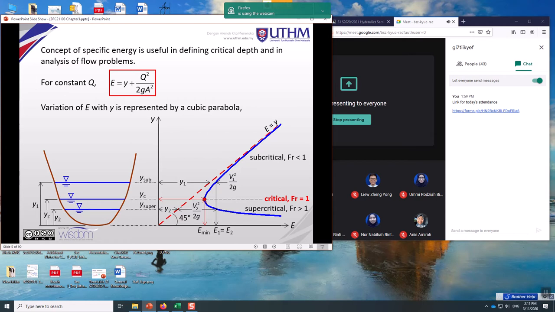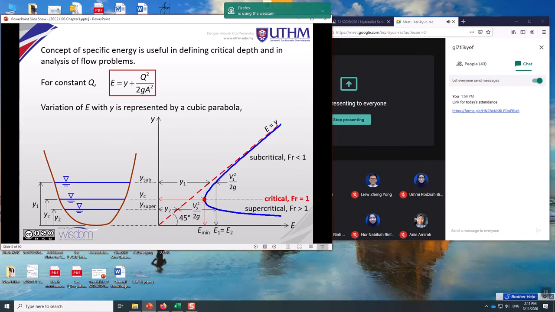It's a supercritical flow. You know that when Y is less than YC, your velocity is higher, because your A is small. So higher than which velocity? Higher than your critical velocity. So it's supercritical. When your depth of flow is higher than your critical depth of flow, that means your velocity is lower than your critical flow. So it is in subcritical state.